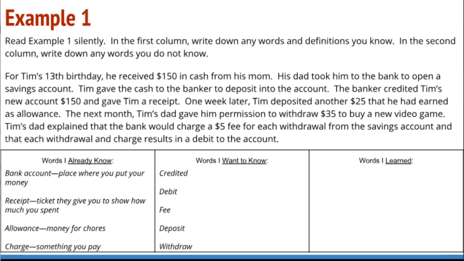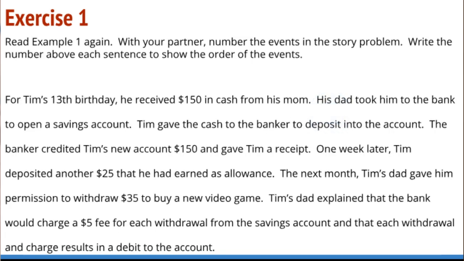Now, obviously, each individual person who reads this might have different lists of words, and I'm trying to work with just some general ones. So we're going to take a look on this next slide here, and we're going to figure out kind of what these words mean. So we're going to look at the example again, and we're going to number the events in the story problem, and we're going to write the number above each sentence to show the order of the events. And then we're going to think about, what does each of these mean?